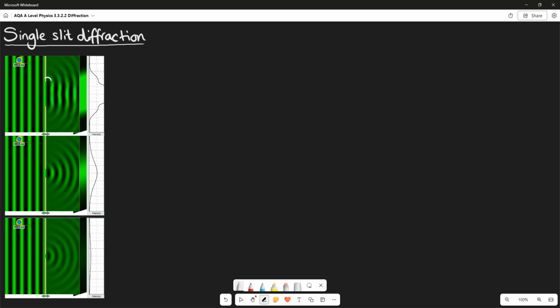The idea being that when the gap is very, very wide, you get diffraction happening, but the angle of that diffraction is not very large. When the gap is equal to the wavelength of the wave, and I've got the wavelength set to 500 nanometers, and I've got this gap set to a width of 500 nanometers, you get the maximum angle of diffraction, and you get these spherical wavefronts.